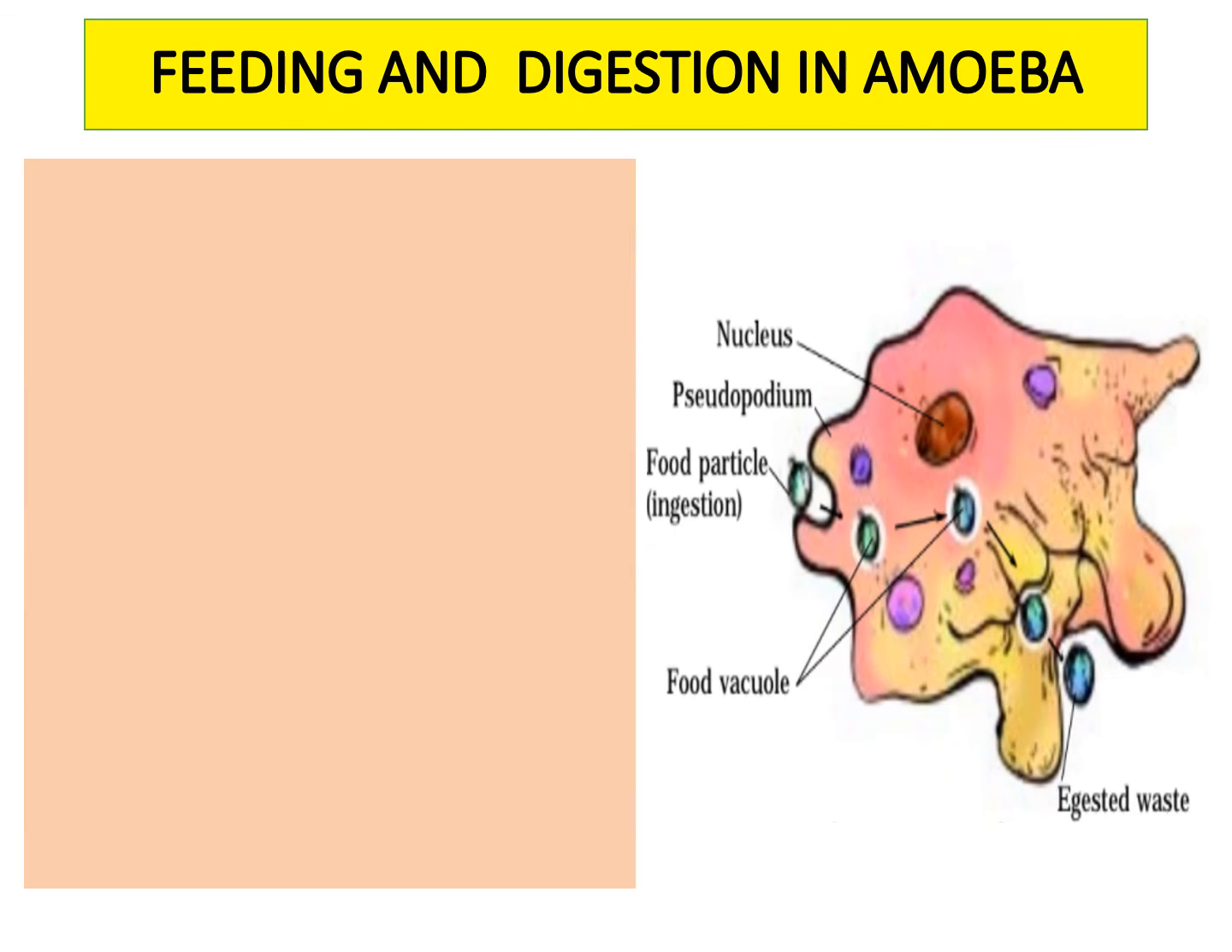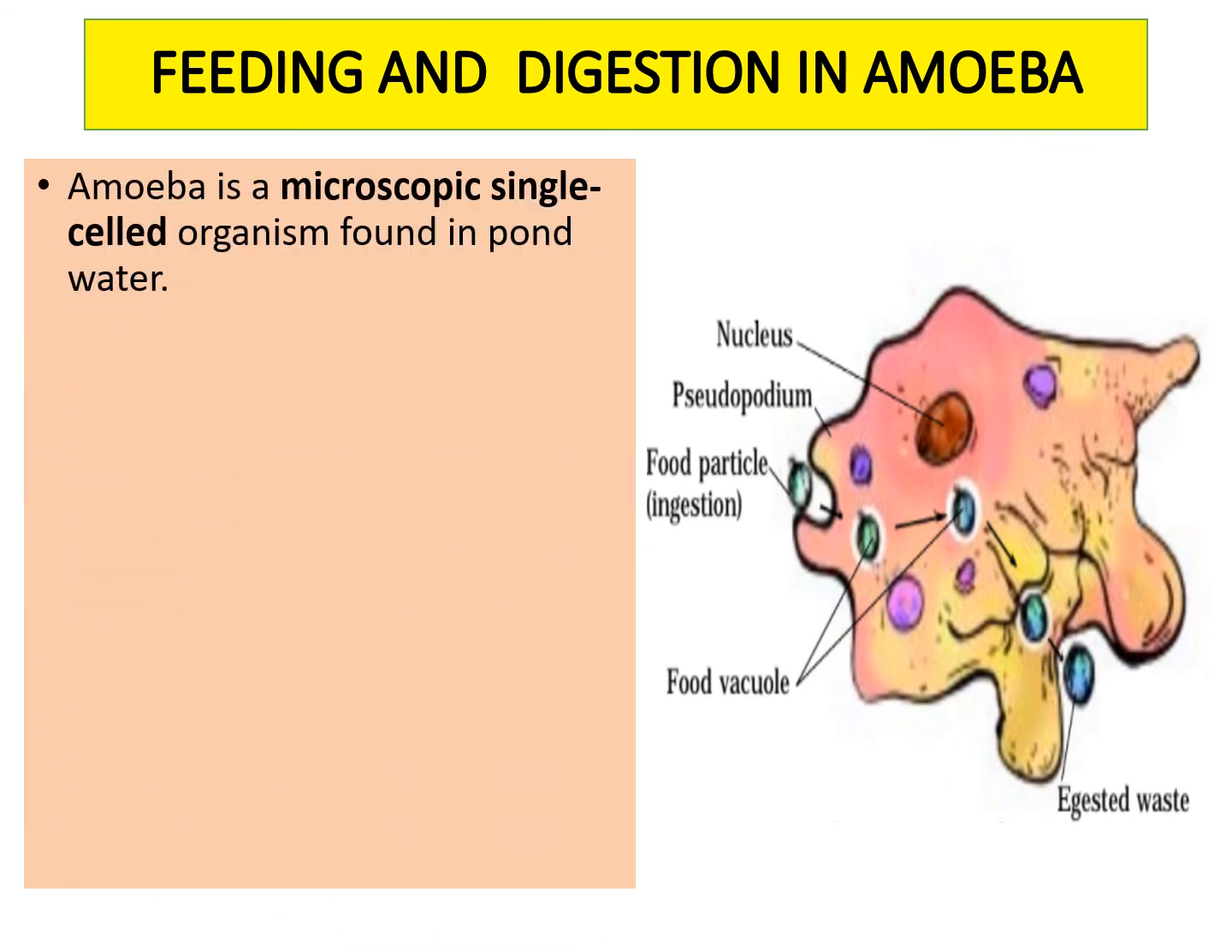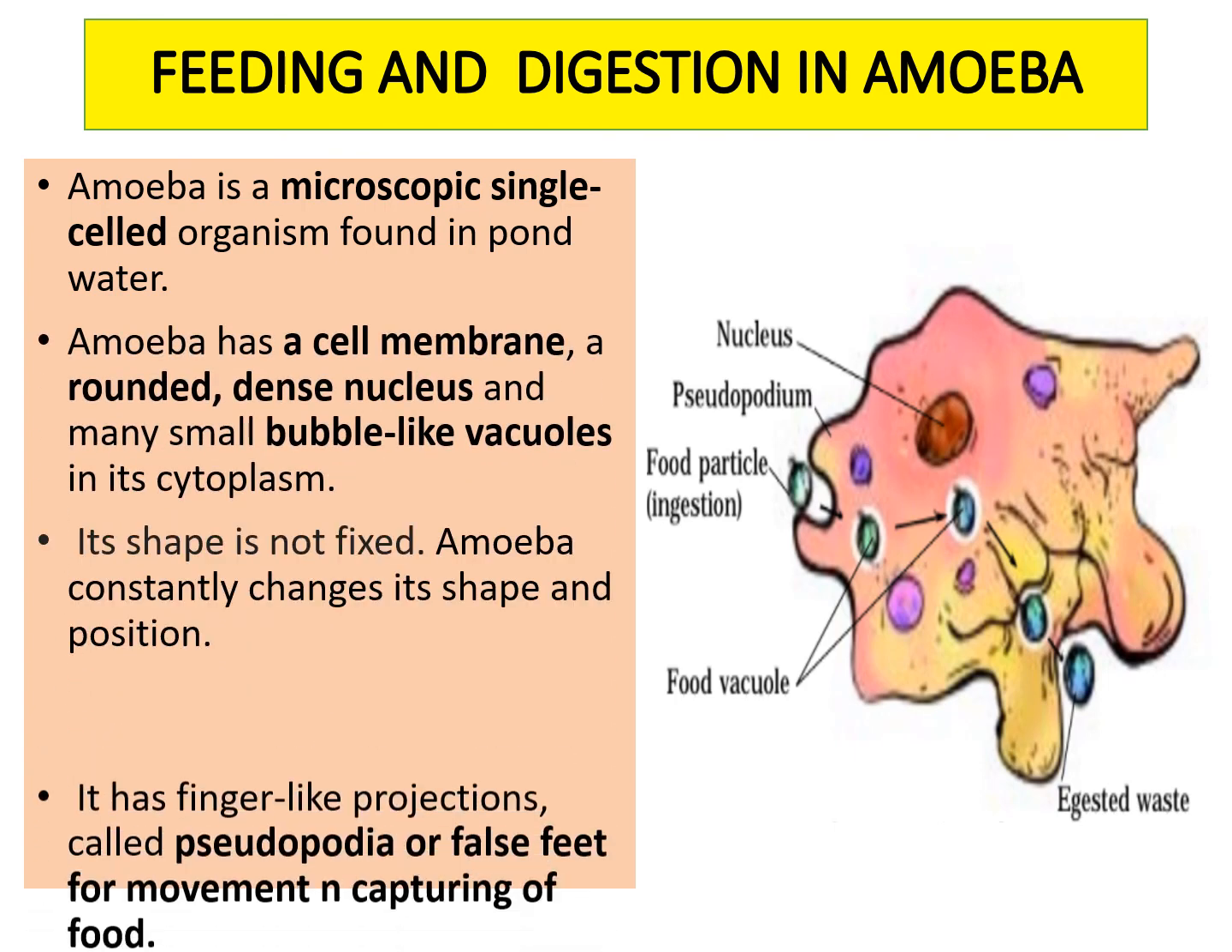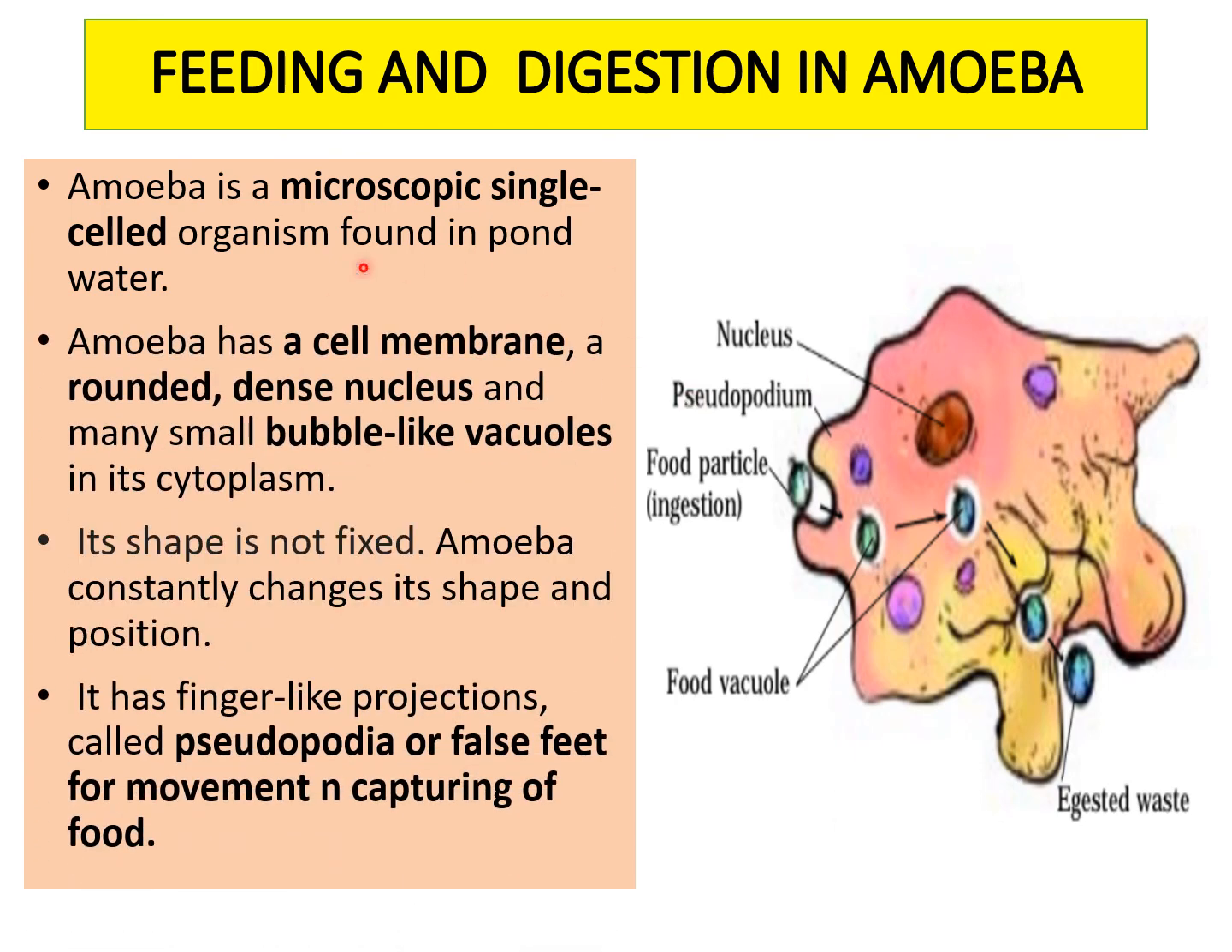Now we will understand how the digestion and the feeding occurs in single cellular organisms, and one of the single cellular organisms is amoeba. Amoeba is a microscopic organism. It is something which we can't see with the naked eye, right? It is made up of only one cell, and it is found in pond water.